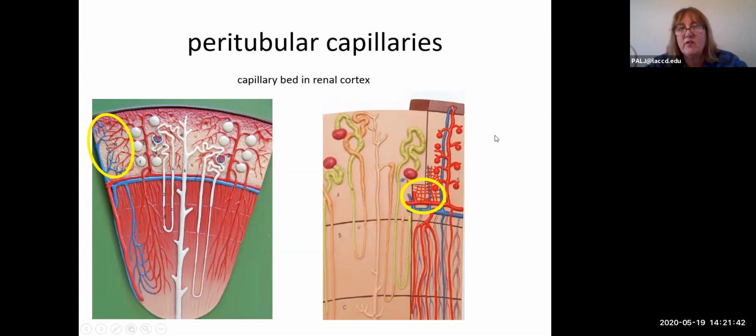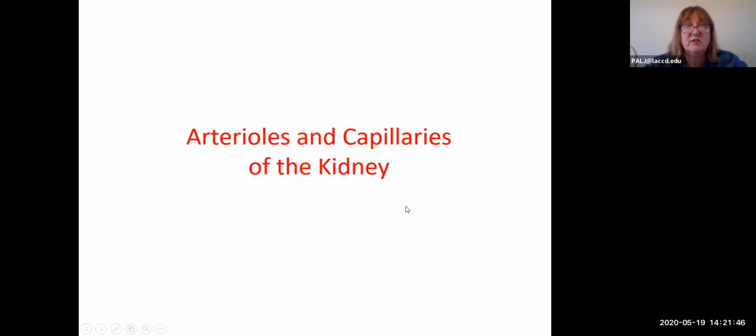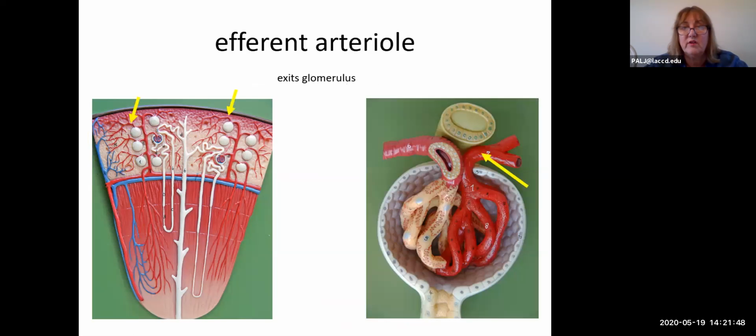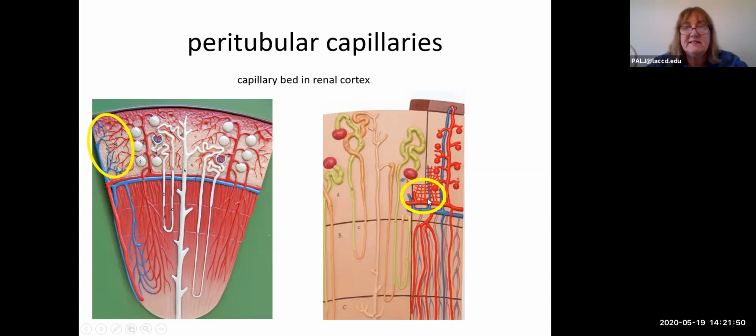On this other model, that's a little bit harder at first glance. Just find your arcuate arteries and stay between the arcuate arteries and the renal capsule. That puts you in the renal cortex. And so right here, we are going from red to blue. So this is where the peritubular capillaries are located.